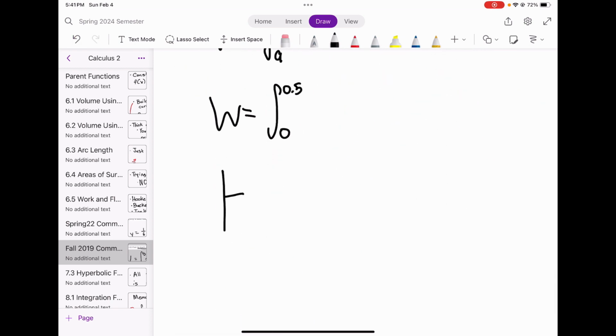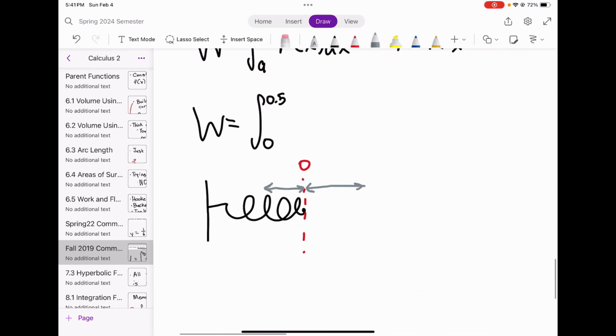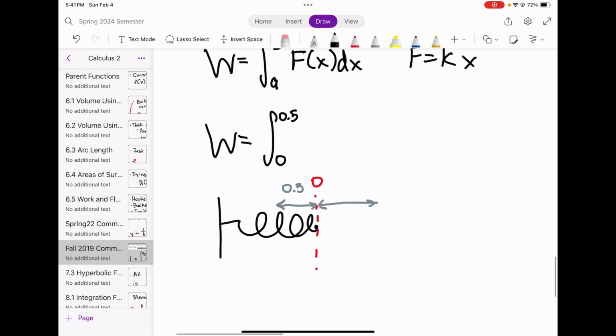So if I have like a little spring there, this point right here is going to be our 0. And any movement in either direction is going to be the displacement in either direction from 0 to that point. In this case, we want to compress the spring to 0.5 meter. So we move it back 0.5 meters. So it's from 0 to 0.5. And it's always going to be a positive number because you can't have a negative work.